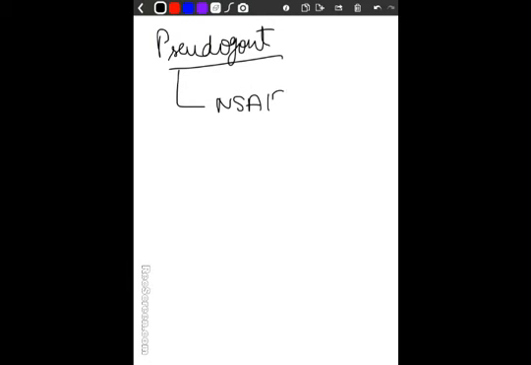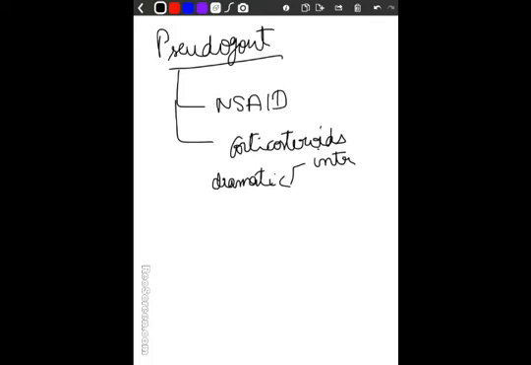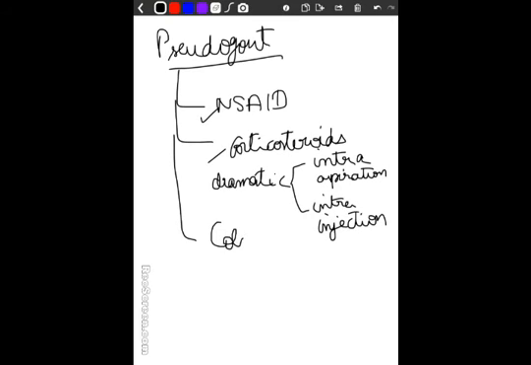Now coming to treatment of pseudogout. In pseudogout also the guidelines are the same. We will give NSAIDs. If the patient is not responding, we will try corticosteroids, and if the patient is having dramatic relief, we will do first intra-articular aspiration followed by intra-articular injection. And in those who are refractory to NSAIDs and corticosteroids, we will also give colchicine.